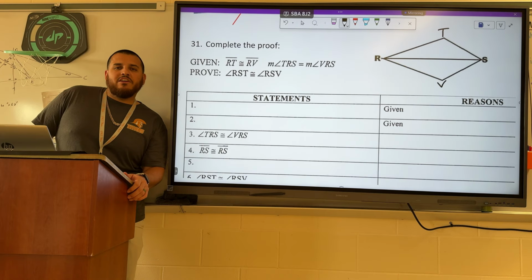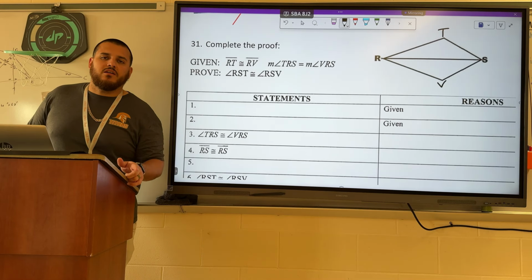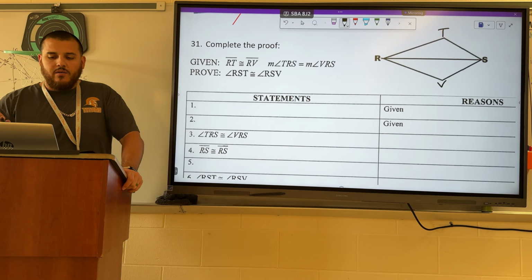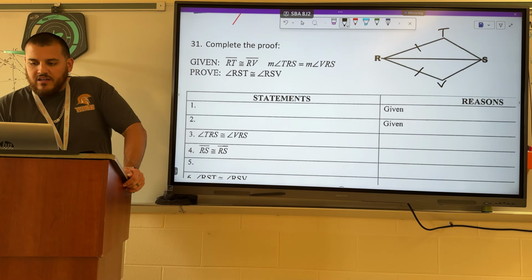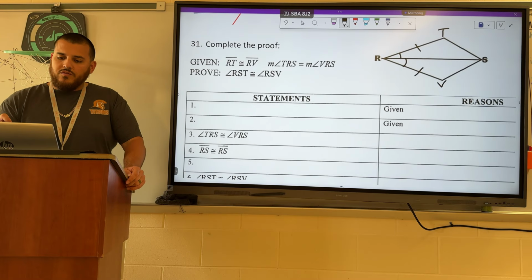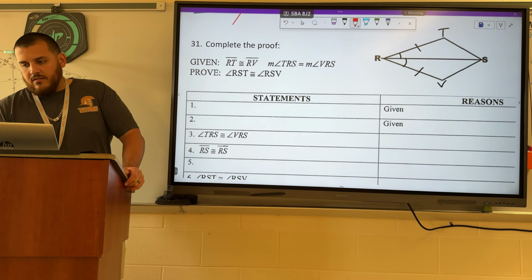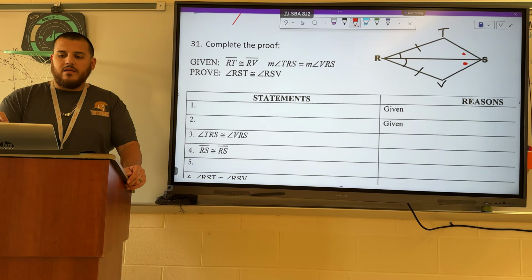Example 31, we have a triangle congruency proof. We have some given information that's not marked on our figure, so we're going to go ahead and mark it. We have RT congruent to RV. We have the angle TRS, this angle, congruent to angle VRS, which is this angle. And we're being asked to prove that RST, this angle over here, is congruent to RSV, this angle over here, where my red dots are.